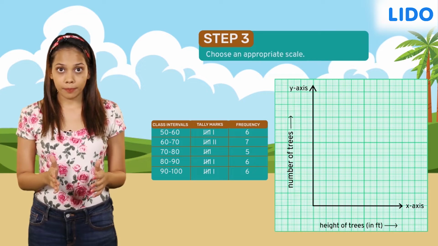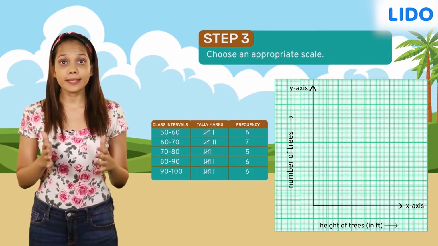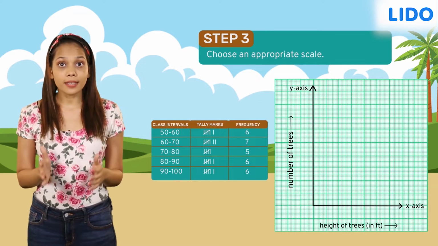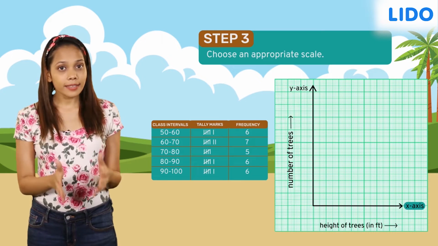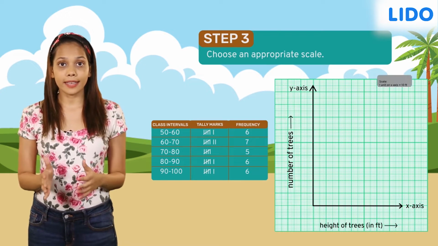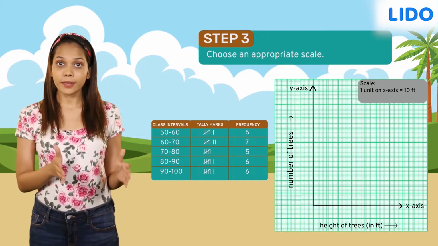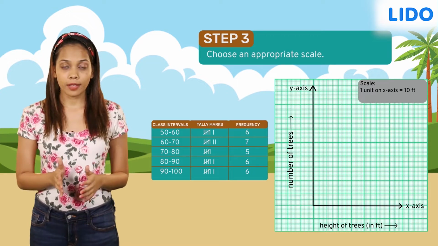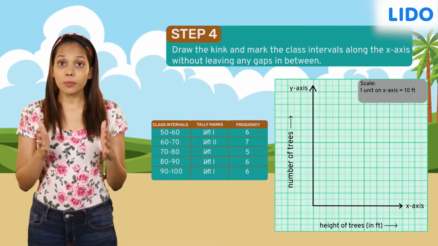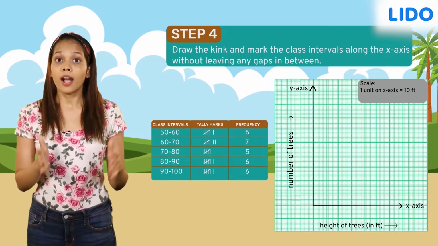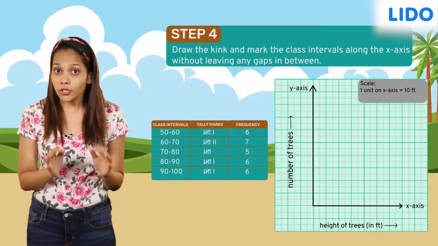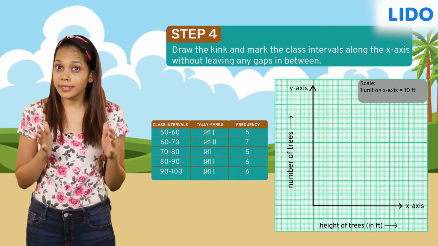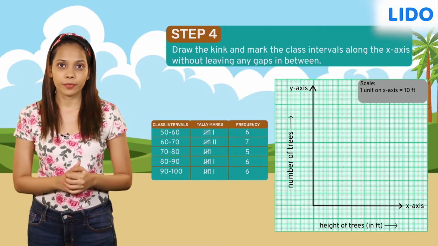The third step is to choose an appropriate scale to represent the class interval along the X-axis. In this case, we'll consider our scale as 1 unit equal to 10 feet. The fourth step is to mark the class intervals along the X-axis. Remember not to leave a gap while marking these intervals on the graph.